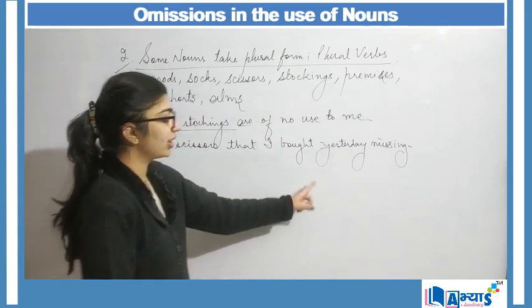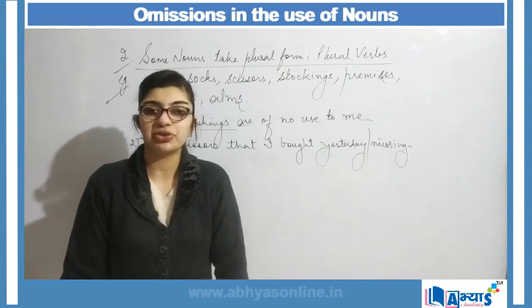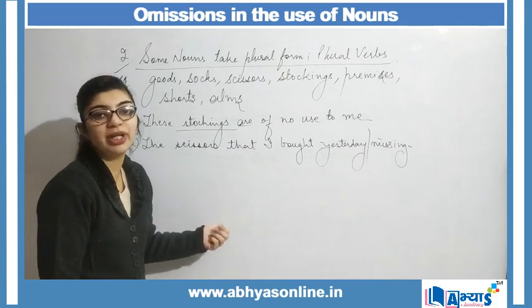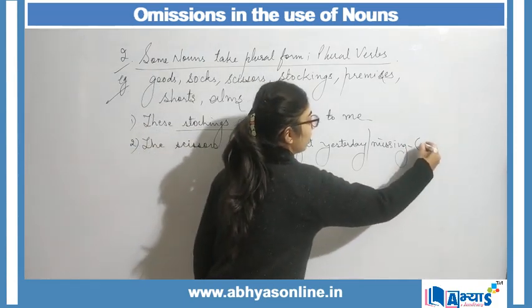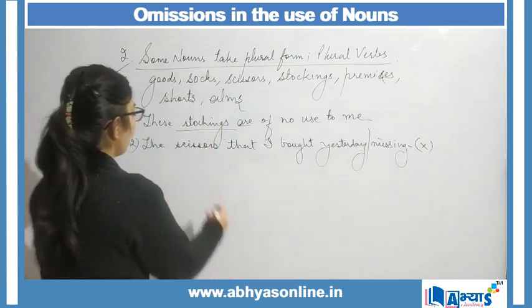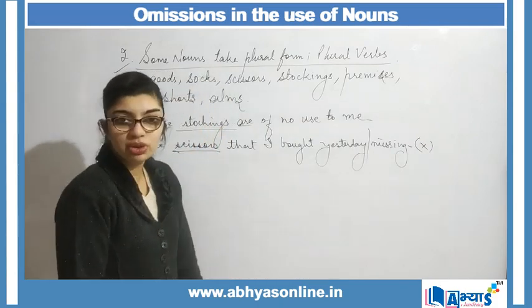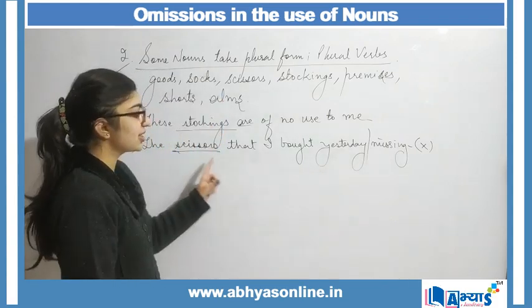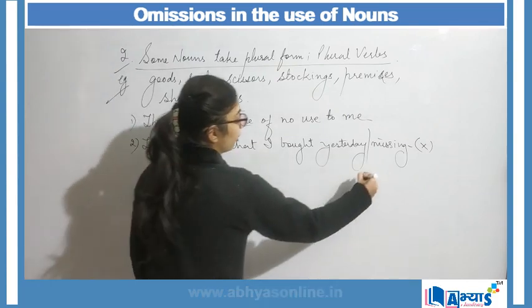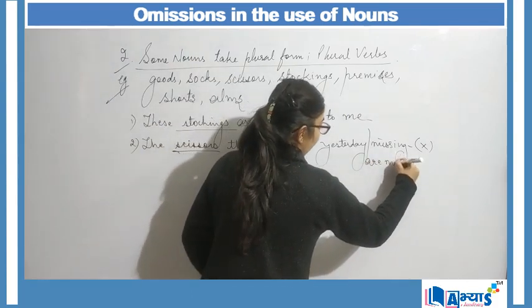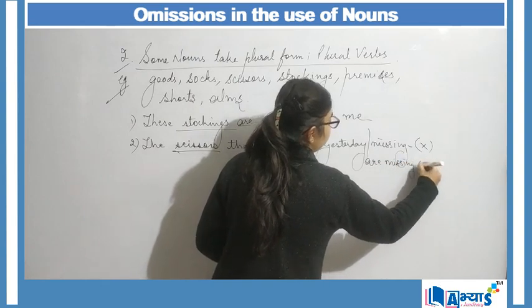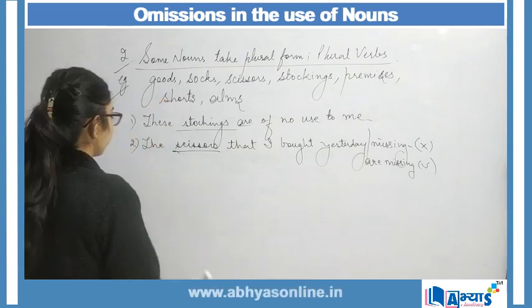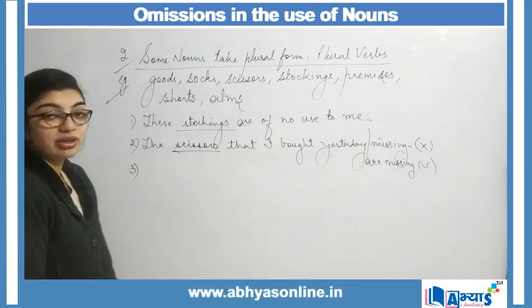The scissors that I bought yesterday, here is the omission that I need to make, and I need to add something to make my sentence correct, which is particularly wrong over here. For scissors, we will be using a plural verb, and here a plural verb is required. The scissors that I bought yesterday are missing. And when I write are missing, then my sentence becomes correct because here the omission is being done.